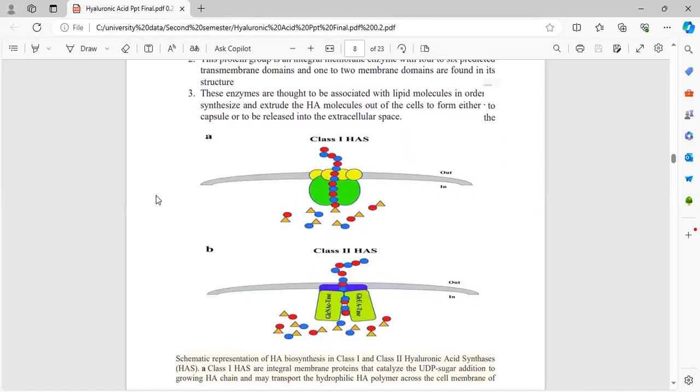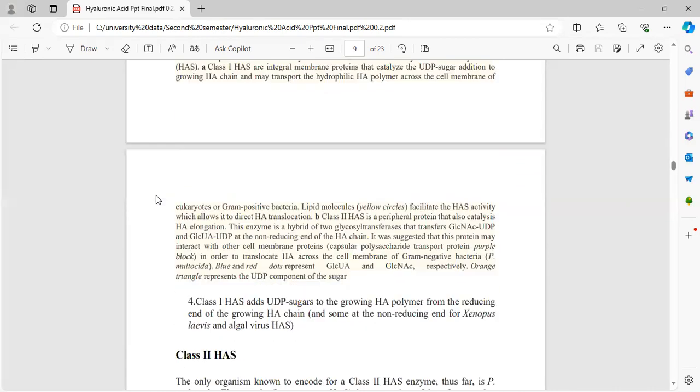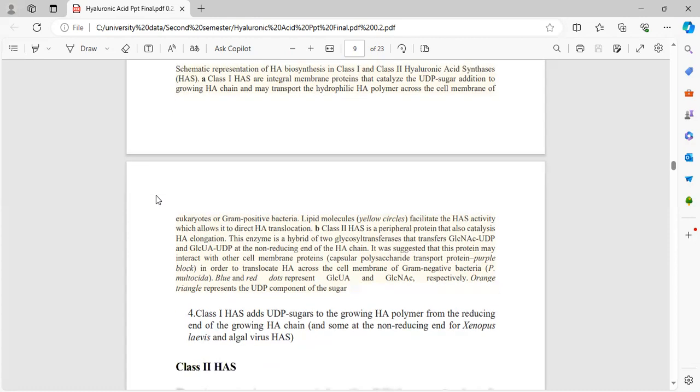Now I will show a schematic representation of class 1 and class 2 hyaluronic acid synthases. A, class 1 hyaluronic acid synthase is an integral membrane protein that catalyzes the UDP-sugar addition to the growing hyaluronic acid chain and may transport the hydrophilic hyaluronic acid polymer across the cell membrane of eukaryotes or gram-positive bacteria.